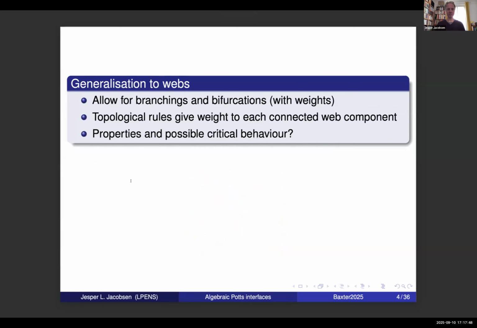If you do that, it seems that you should have some topological rules to give the weight to each component of whatever structure you would get, in analogy with the weight n that you give to loops here. So how could you define such a model? What would be its properties and what would be its possible critical behavior?